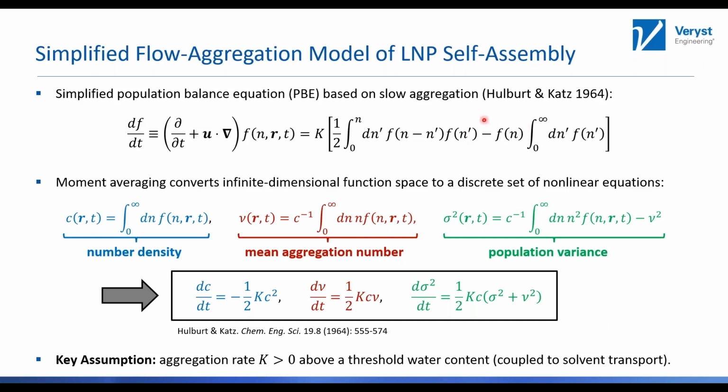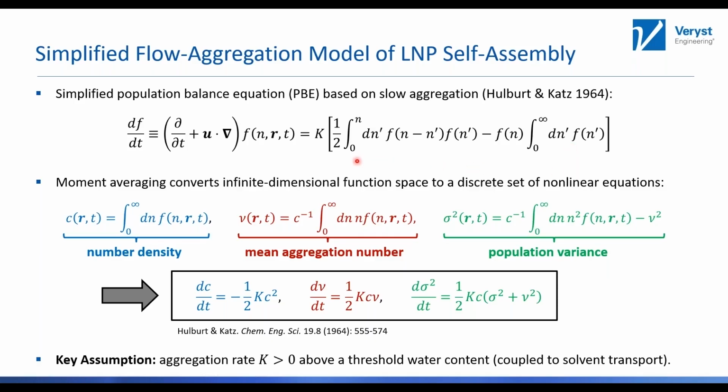So one of the first papers proposing a simple model of aggregation was written in the 60s by Hilbert and Katz. The basic ingredients of this model include flow, i.e. convection of the particle size distribution, balanced by birth and death due to coagulation or aggregation. And so remember that aggregation is the rate limiting step in lipid nanoparticle self-assembly. So this is actually an appropriate first model to use for this problem.